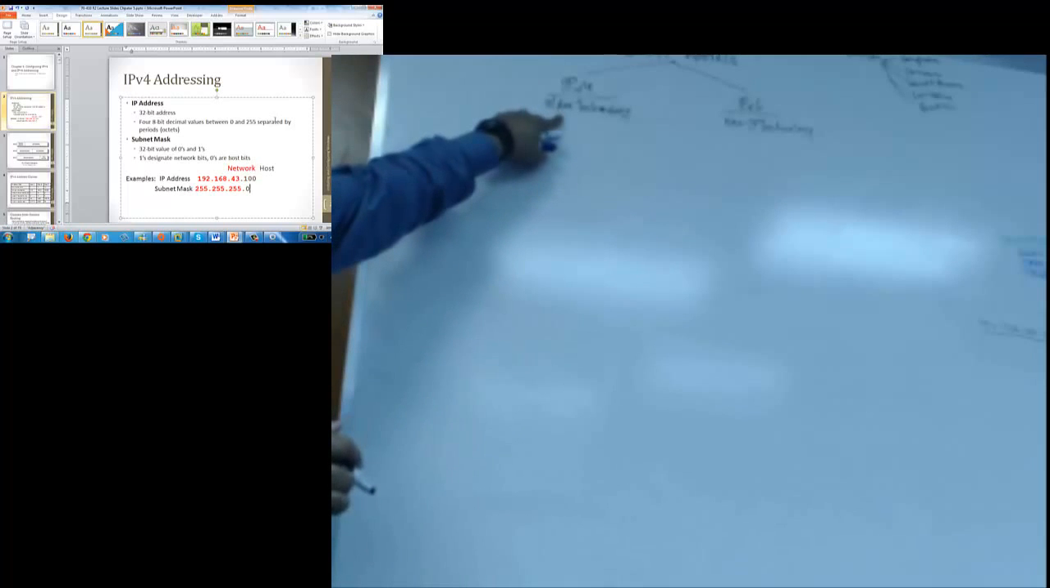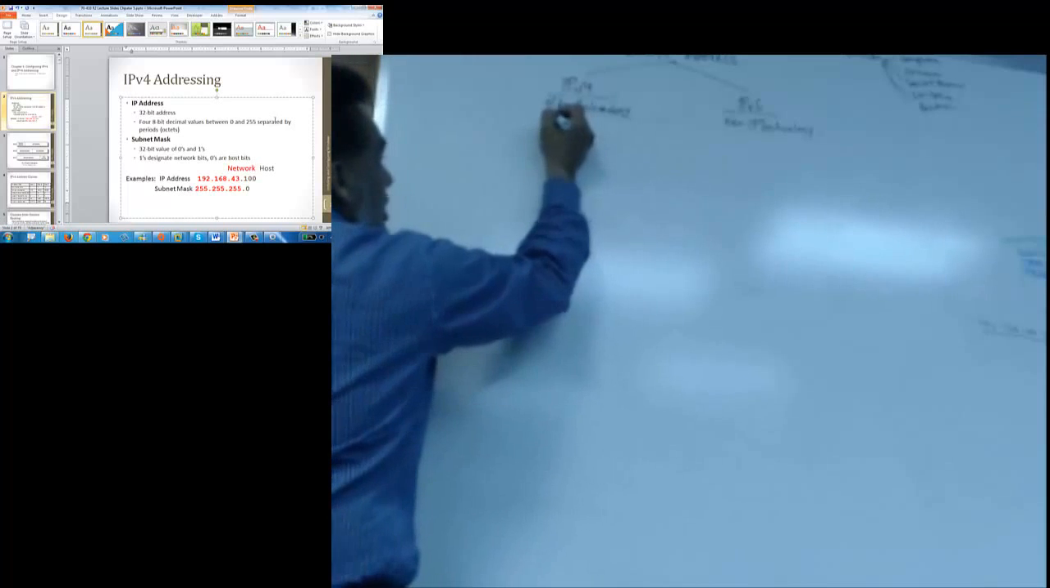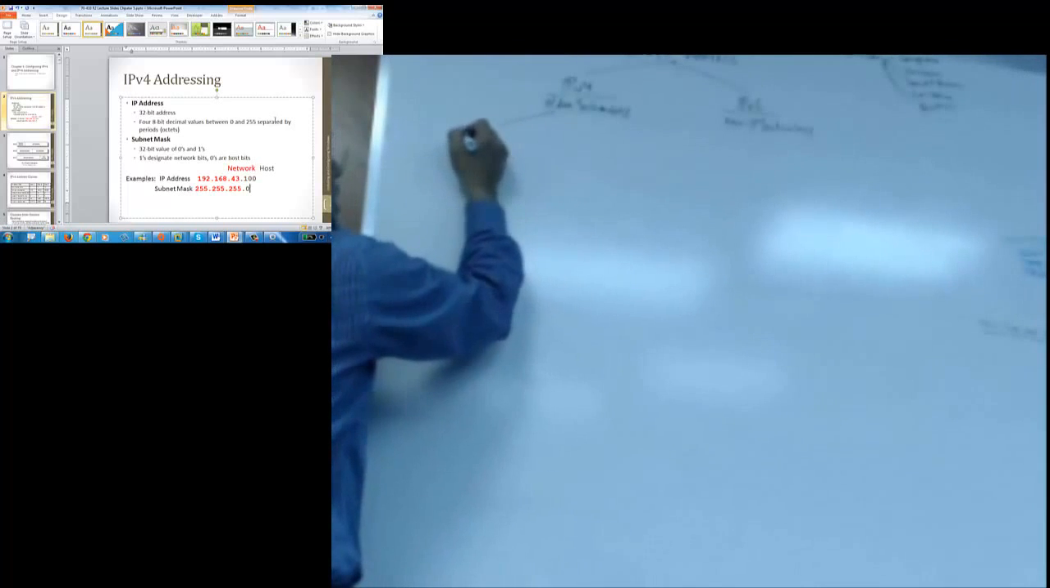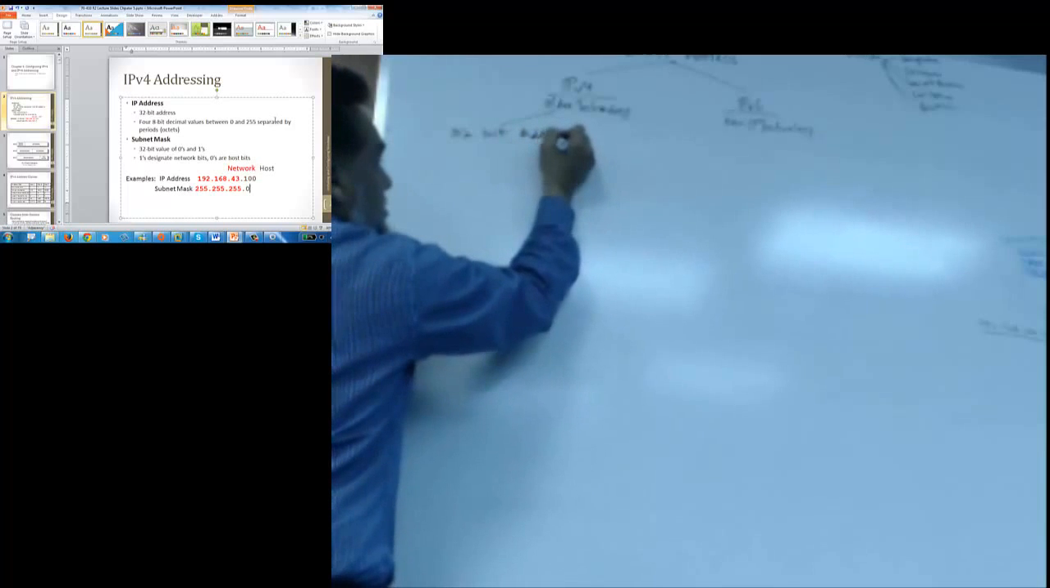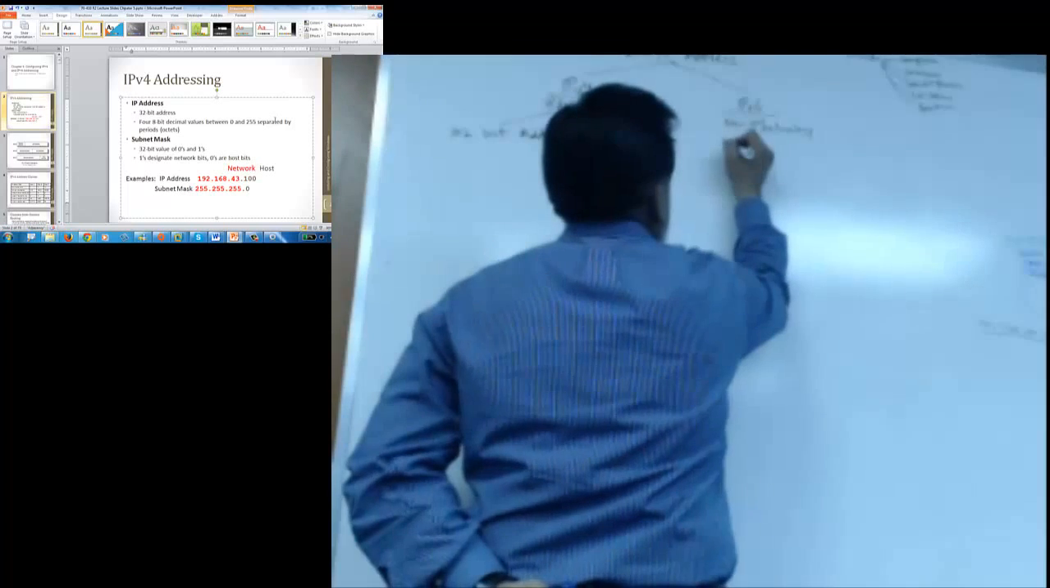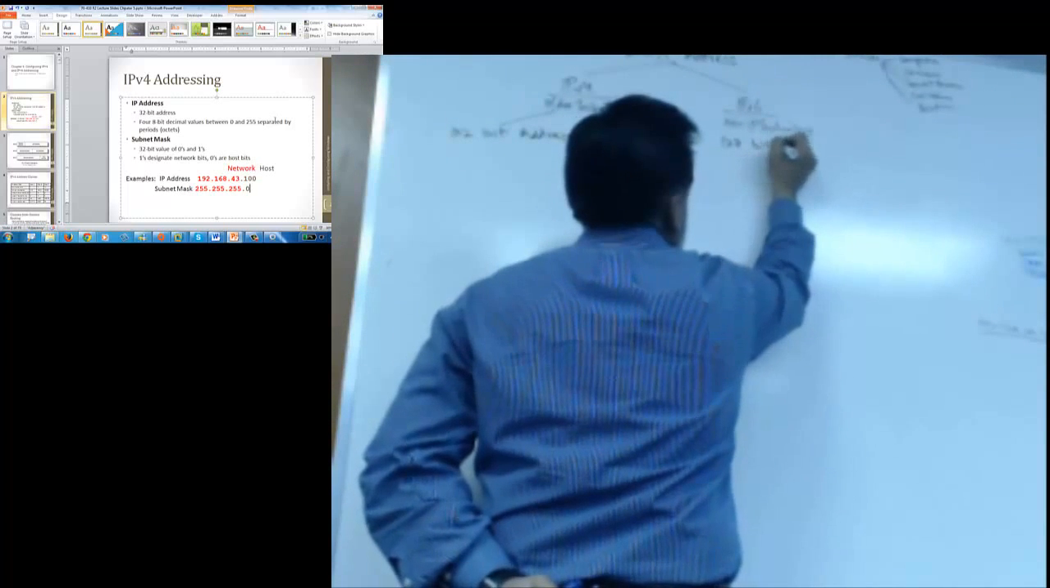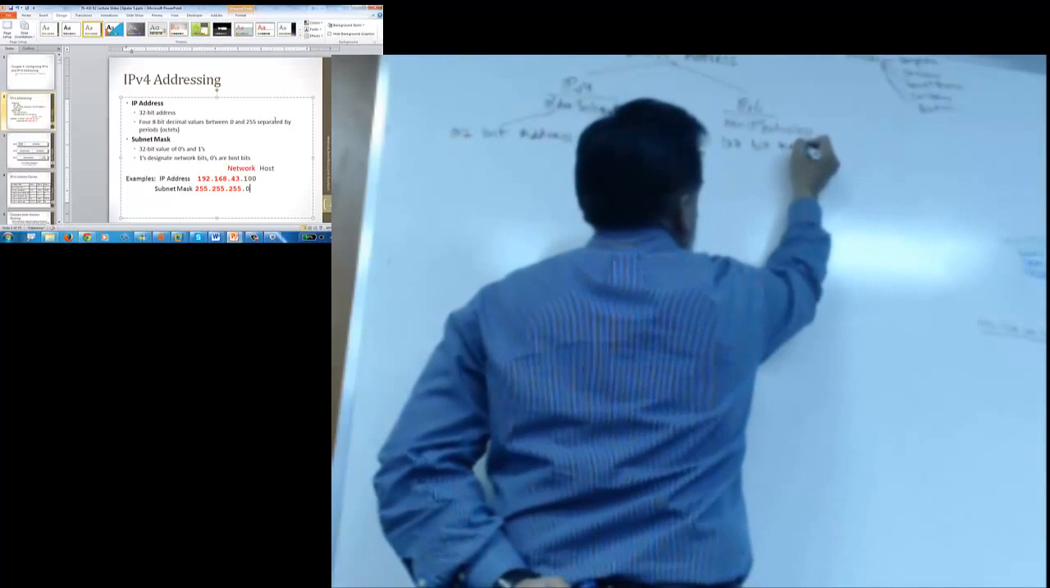Now guys, these IP addresses are all based on numbers. IPv4 is also known as a 32-bit address, whereas IPv6 is a 128-bit address. So this is a 32-bit address.